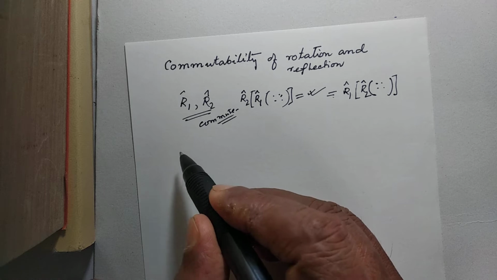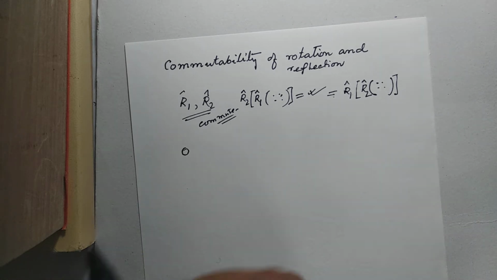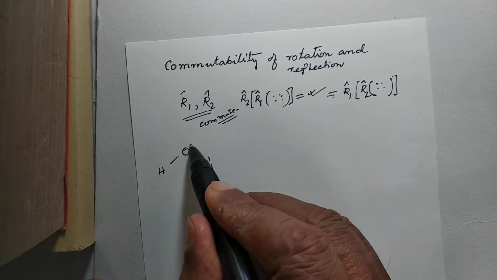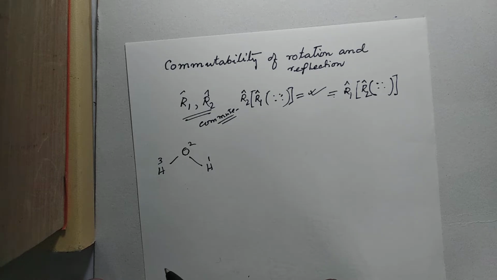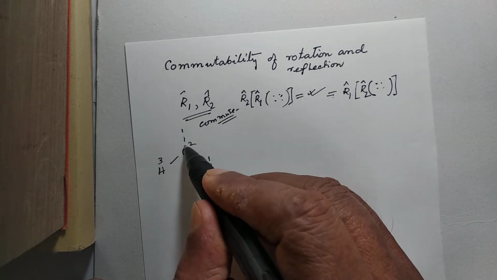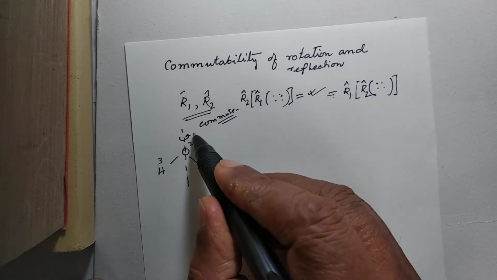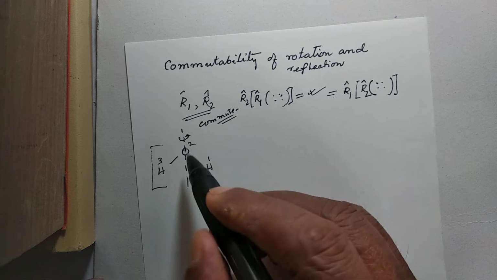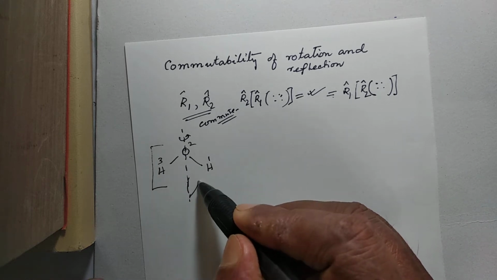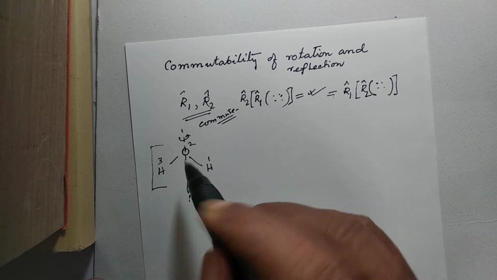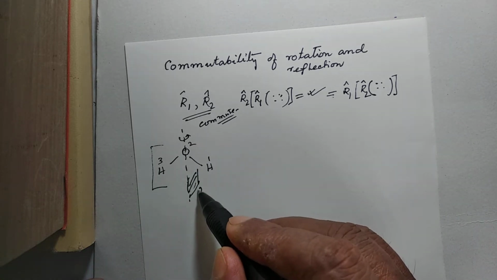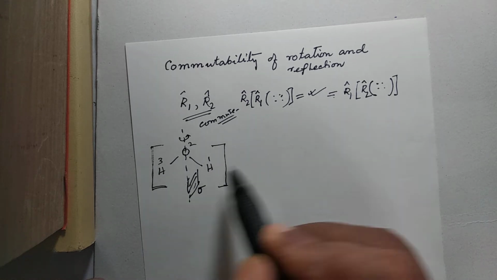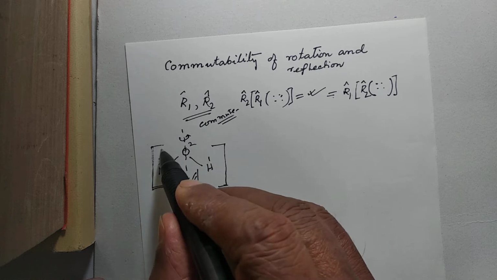Let us start with our familiar example of water. This is the original configuration of H2O molecule. This is a C2 axis, and there are two reflection planes. One is a symmetry plane like this, cutting the object into two equal halves. This is sigma, and the molecular plane itself is another symmetry plane, which is called sigma primed.